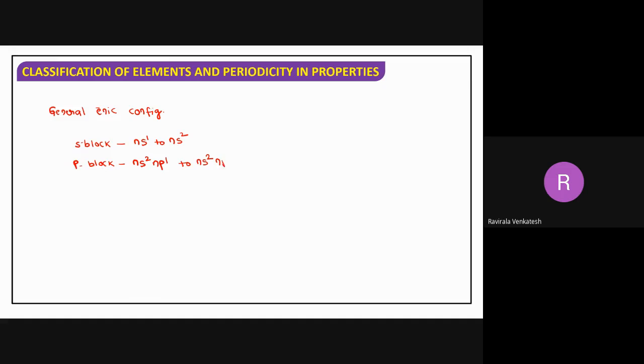NP6, very good. That means whichever elements are present in the P block, they will have the general configuration: ns2 np1, ns2 np2, ns2 np3, ns2 np5, ns2 np6. That means ns2 is common. So where is the variation we are getting? In the np orbital, isn't it, np1, np2, np3?